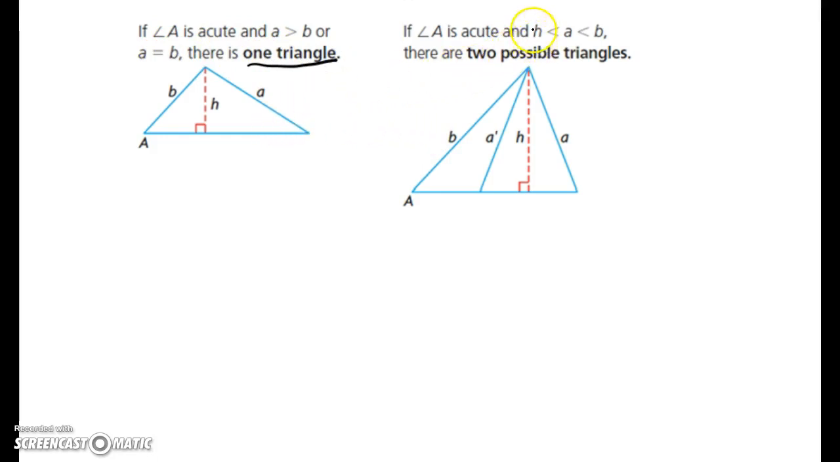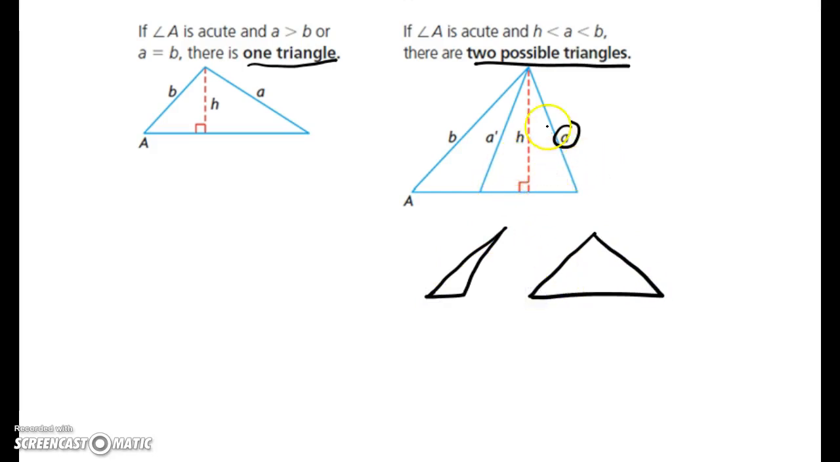The last case is when your height is less than your side a, but your side a is less than your side b. Essentially, side a has to be between b and h, in between those two values. In that case, you have 2 possible triangles. Your first triangle might have a really small angle up at the top, or you could have a triangle that is quite wide. So there are 2 different possible situations. Essentially you could swing that leg around, and you'll notice that it makes contact at 2 places to create 2 triangles.